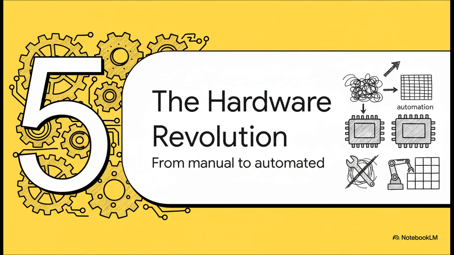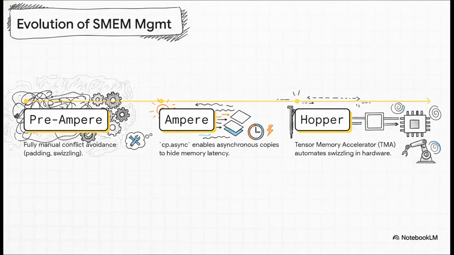But lately, the GPU hardware itself has gotten a lot smarter, and it started to evolve to help us developers deal with these tricky memory patterns automatically. And the evolution here has been pretty incredible, actually. We started with these purely manual software tricks on the older GPUs. Then came the Ampere architecture, which gave us asynchronous copy instructions that could help hide some of the waiting time. And that brings us to today, with the Hopper architecture's Tensor Memory Accelerator, the TMA, which can literally automate the entire process of moving and swizzling data for you, right in the hardware.